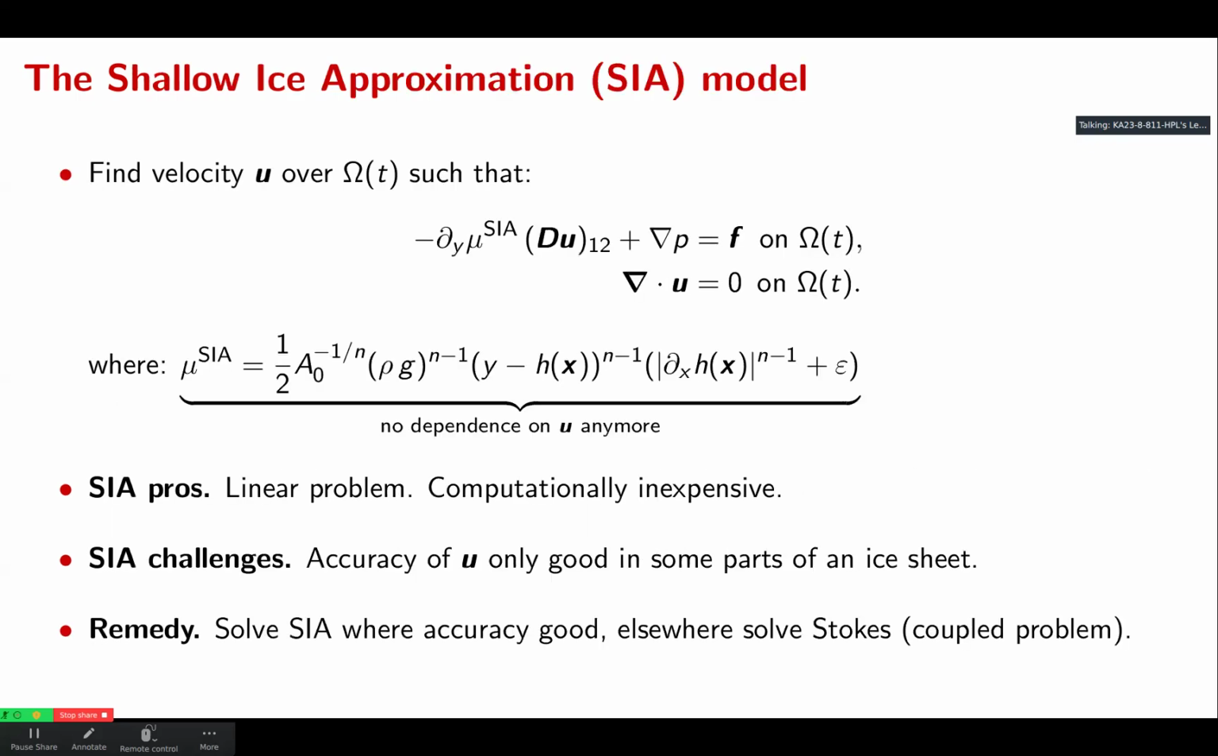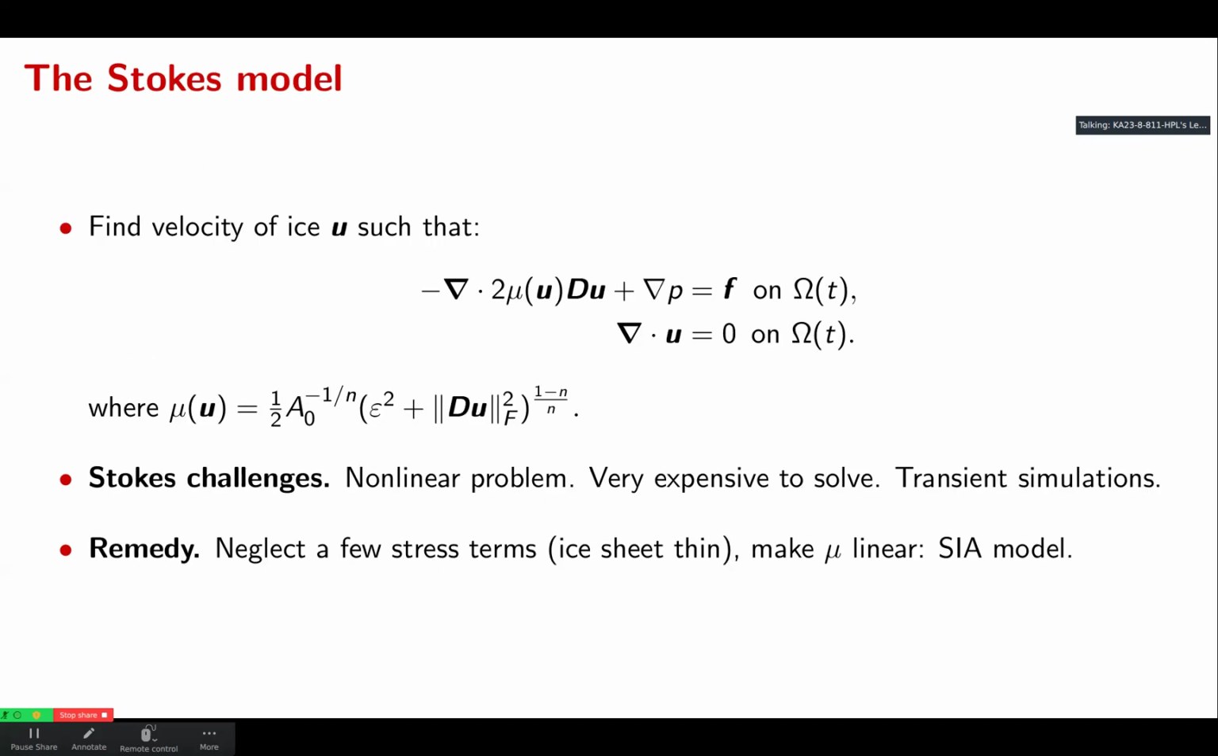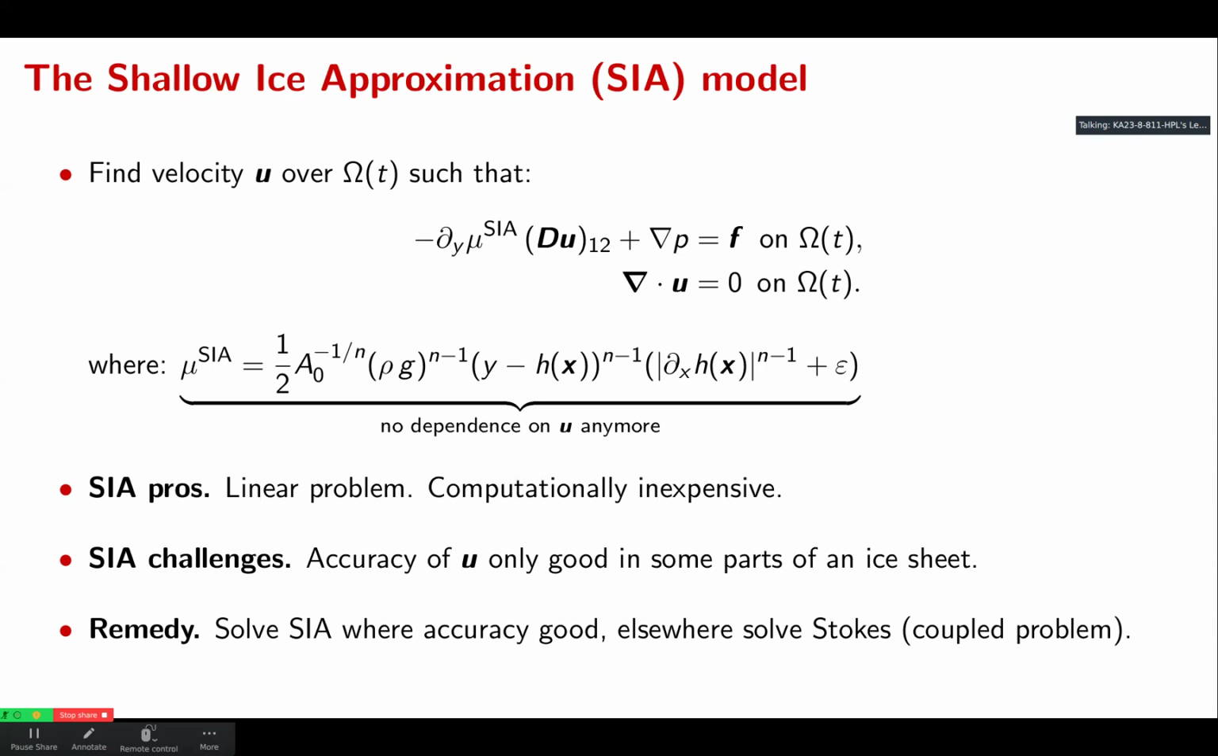And then we get the shallow ice approximation model, which is fairly similar to the Stokes problem, except that in this stress term here, we only have the mixed stress term. And the viscosity is linear. It does not depend on the velocity itself anymore, which makes the whole problem linear and computationally inexpensive. But the challenge with this model is that the accuracy of the velocities that you compute is only good in some parts of an ice sheet and not in the others.